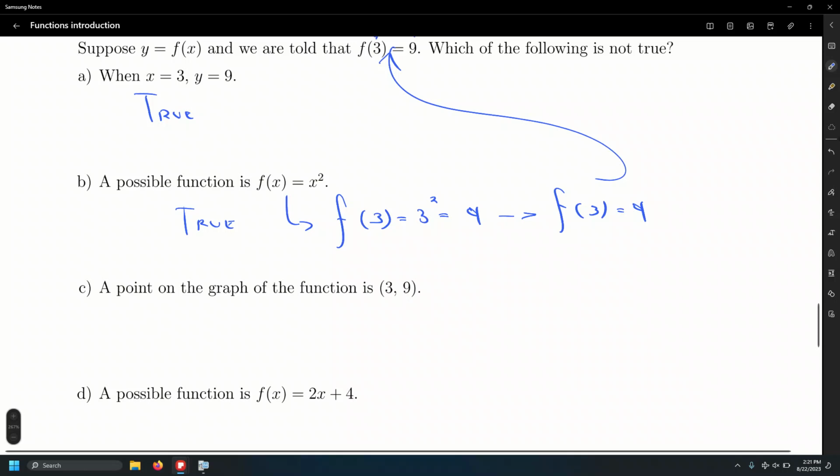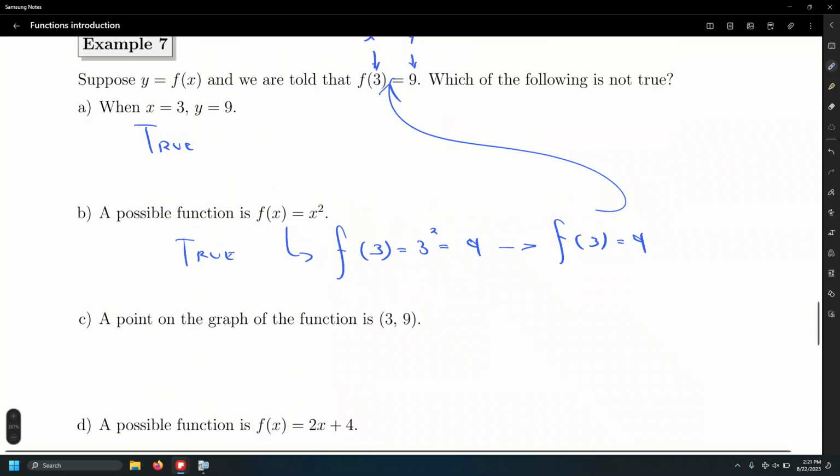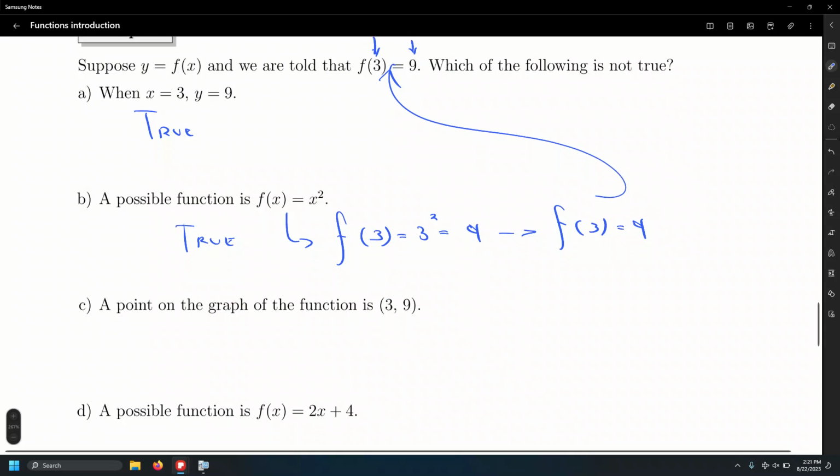And letter C, a point on the graph of the function is the point. Okay. I see. I was evaluating it instead of the actual. Oh yeah, I see where the weirdness goes, because we're not given an explicit function yet. It's just some random function and we can generate other functions, right? So, a point on the graph of the function is the ordered pair 3, 9. True or false? This is just another way to say x equals 3, y equals 9, right?